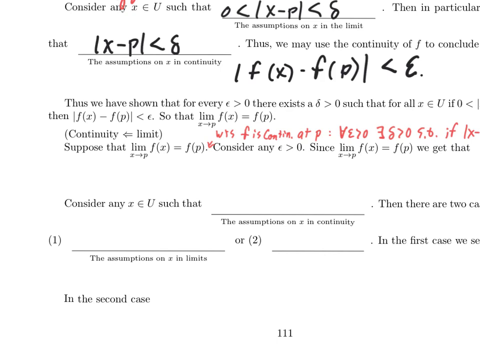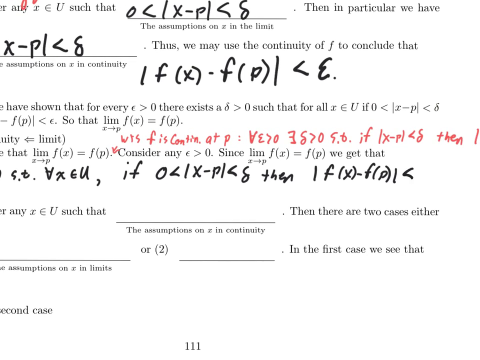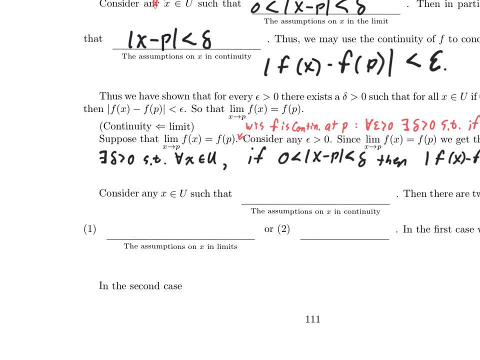So because I know that, and I know that I have a positive choice of epsilon, I get to conclude that there exists a delta bigger than 0, such that for all x in the domain u, if 0 is less than the absolute value of x minus p is less than delta, then the absolute value of f of x minus f of p is less than epsilon. This gives me a choice of delta.